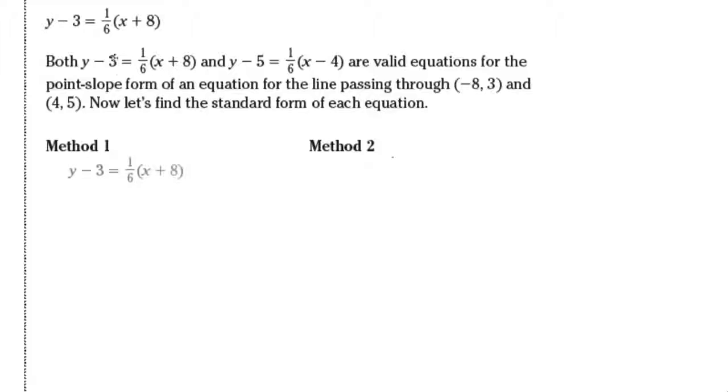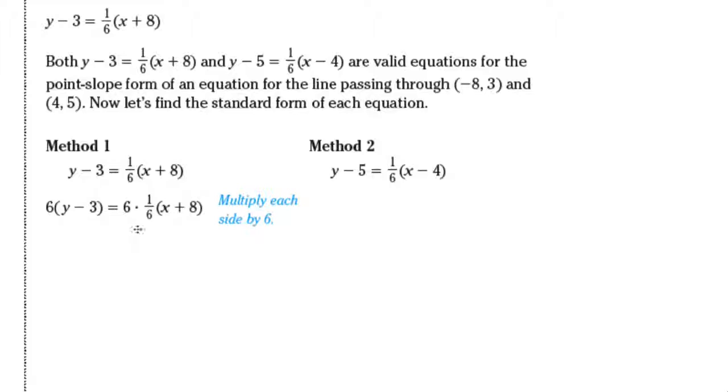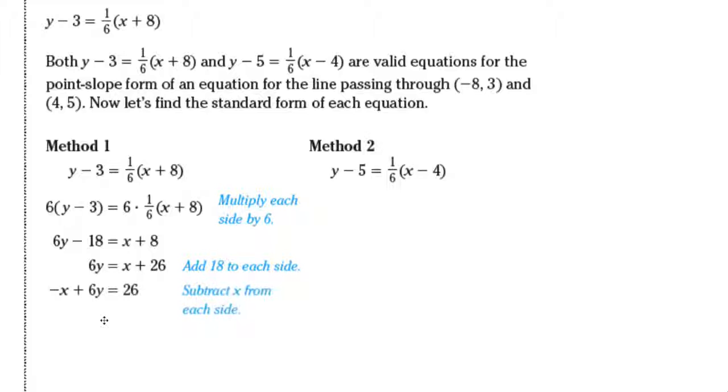Okay, method 1, we're using that equation, and method 2, we're using the second equation. In method 1, we multiply both sides by 6 to get rid of the fraction. So we end up with 6y minus 18 equals x plus 8, because 6 times 1/6 will give you 1. So you're left with x plus 8. Add 18 to both sides, you end up with 6y equals x plus 26. Subtract x from both sides, you end up with negative x plus 6y equals 26.